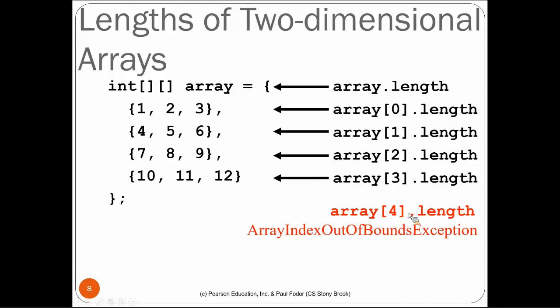If we would ask something like, what is the length of row of index 4, it will actually tell us that there is no row with index 4. The last row has index 3. So we will get an exception, which is an error in Java, array index out of bounds exception.